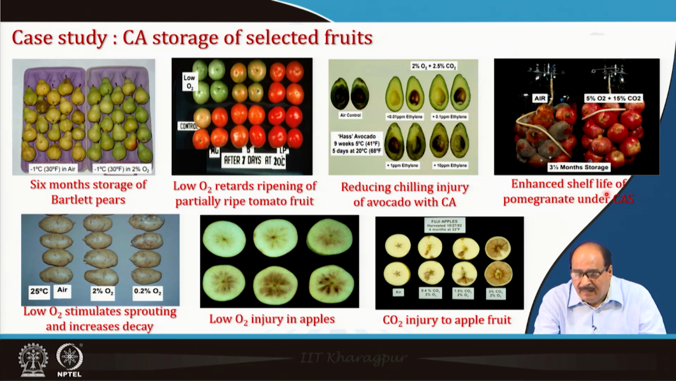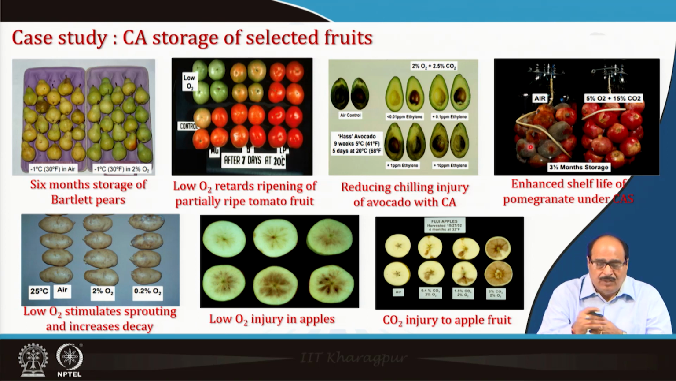Similarly, in the pomegranate, it enhances the shelf life under controlled atmosphere storage, 5% O2 and 15% CO2 in this case. After 3.5 months of storage, you can see how it looks, and compared to air, it is better maintained.